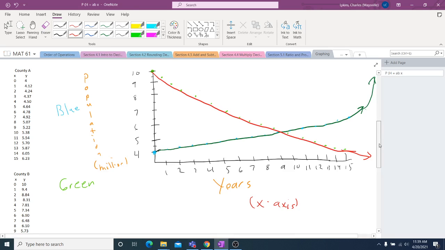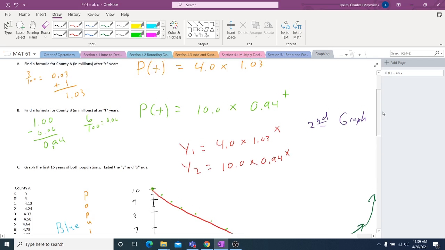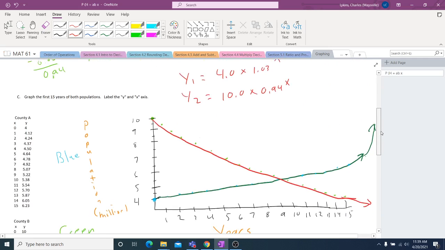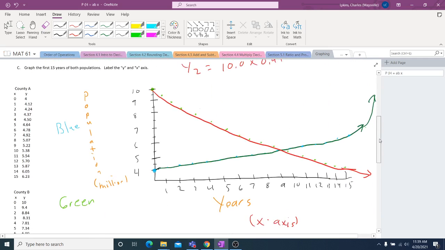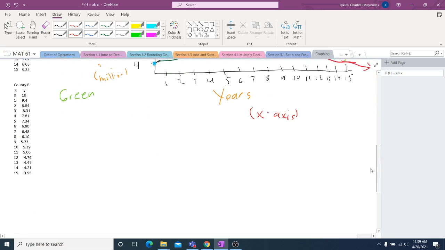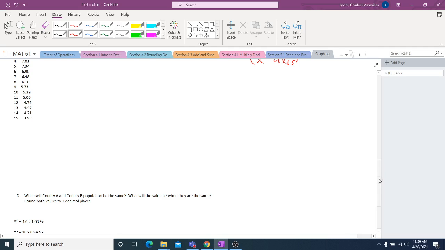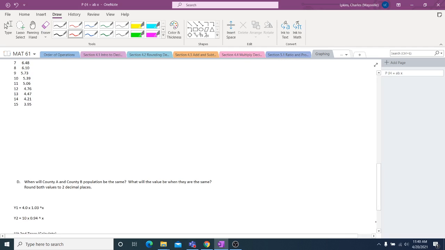So I've shown you right here how to find your equations, put them in to find your tables, graph them, and label your graph. Finally, part D says, when will the counties be the same? What value will that population be? And round to 2 decimals. This reviews what we've seen before with linear and even exponential: you still want to put your y1 and y2 values in your calculator.